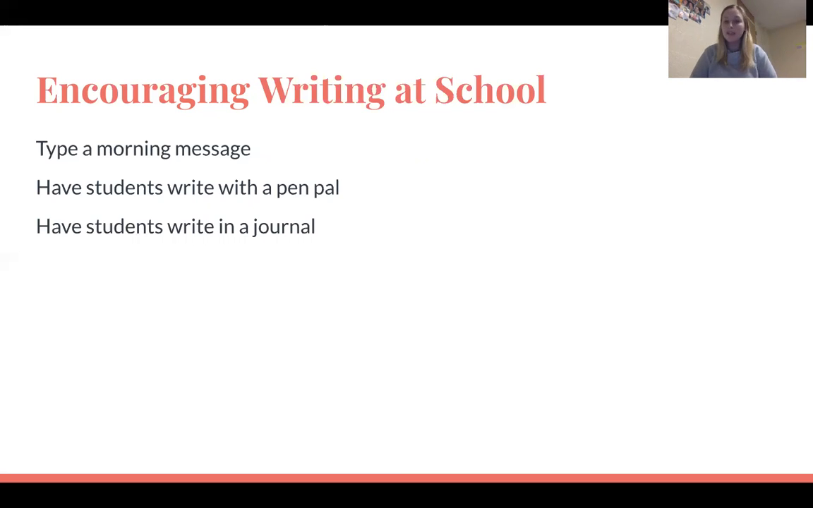And then for writing time, they're all going to have a journal, and that's what they're going to be writing in every day. So I'll be encouraging them to write their stories, their good things, all of that into their journal so that I can go back and look at it. They can go back and look at it. And it's just a little more writing for them, so more practice with that.